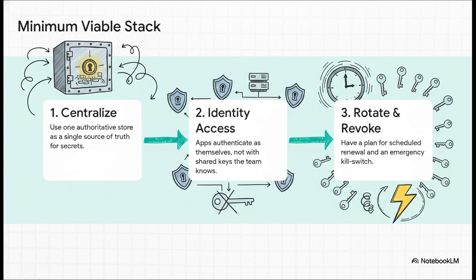Number 1, a centralized source of truth. One place for all secrets. If an engineer on your team can't tell you where a secret lives in 3 seconds flat, your system is already too complicated. 2, identity-based access. This is huge. Your apps should have their own identity, not use some shared API key that the whole team knows. And finally, number 3, you need a plan for rotation and revocation. Because when an incident happens, the only thing that matters is how fast you can hit that kill switch.